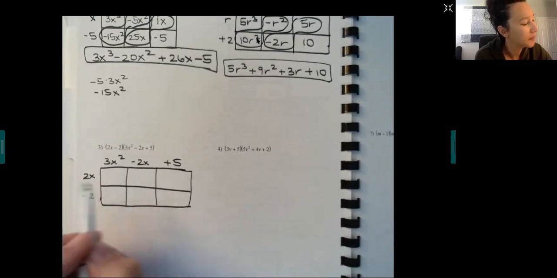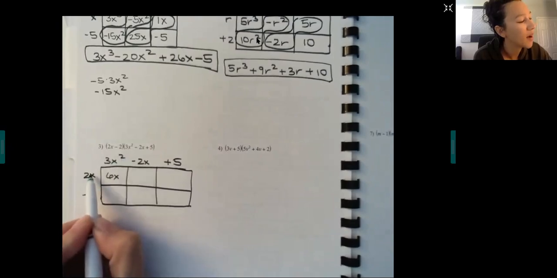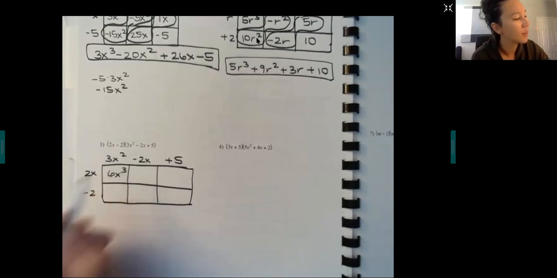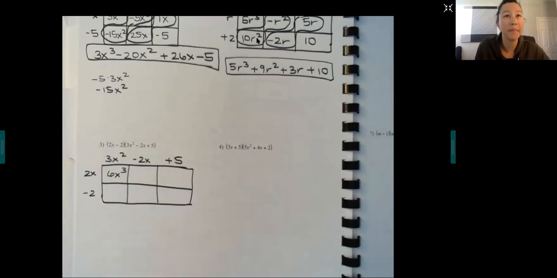You multiply the 3x squared by 2x? Yep. Okay, so it's 6x squared. Close. So we have x squared, we're multiplying by another x. So how many x's are there? Oh, yeah. X to the third power? Yep, x to the third power. Very good. Thanks, Amari.